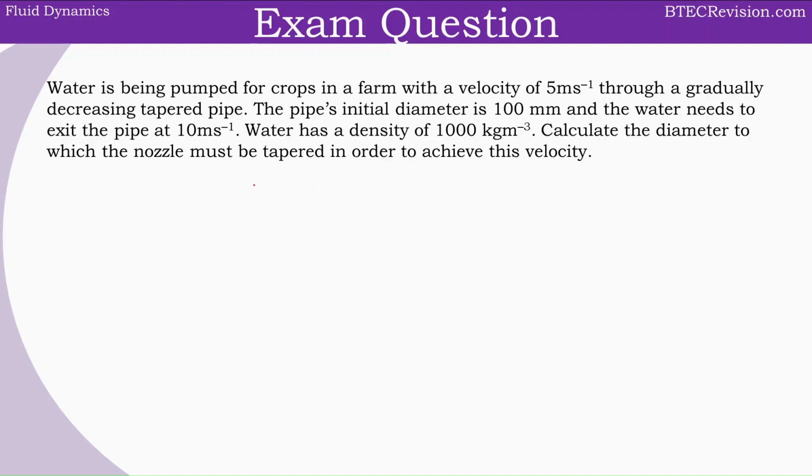is the initial diameter. So we'll draw a little picture, which is 100 millimeters. And if we convert that into meters, we should get a mark already. So that's 0.1 meters. So we'll write 100 millimeters equals 0.1, and that's the diameter. Right. And then we have the velocity as well.